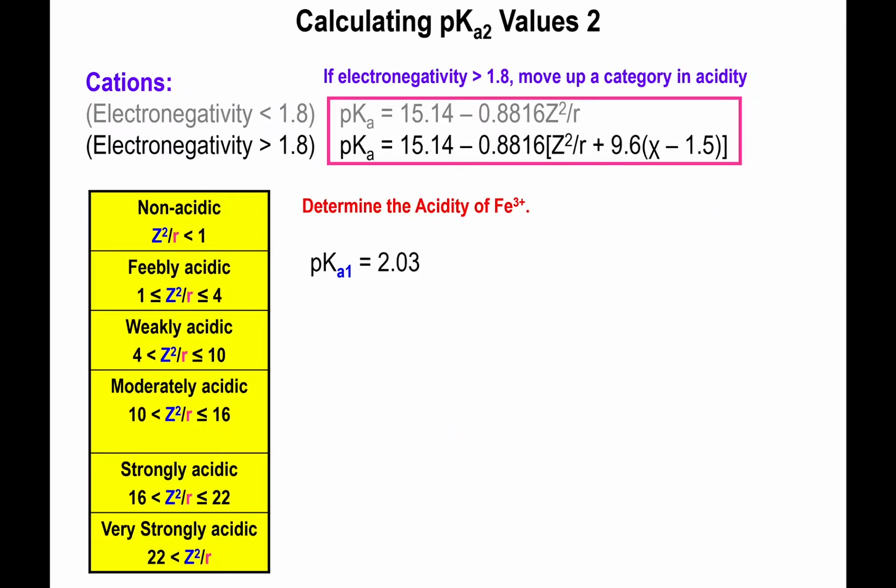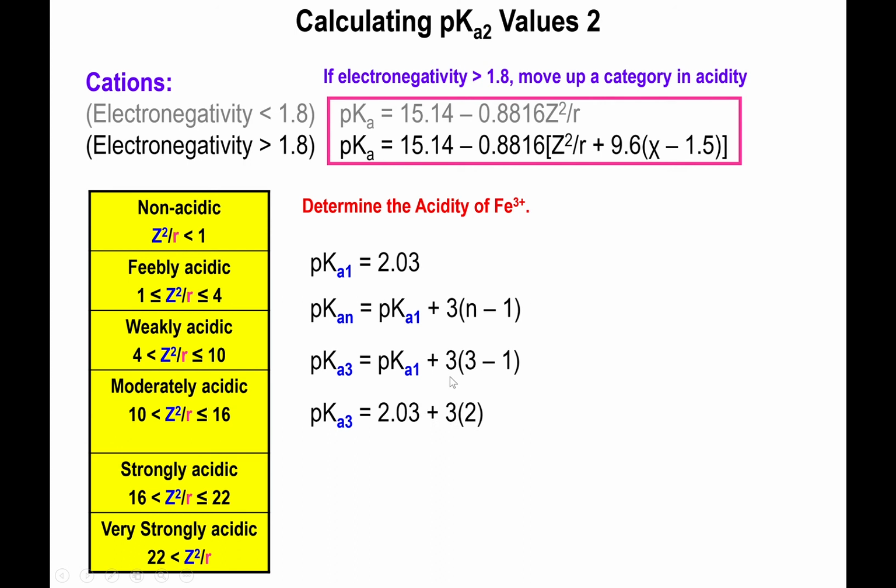So let's take a look at iron 3 plus once again. We calculated the value of the pKa to be 2.03. If we use the rough approximation, the charge is 3 plus, so we replace n by 3. 3 minus 1 is 2. 2 times 3 is 6. And 6 plus 2.03 is the same thing as 8.03. Since the pKa is not between 1 and 7, what this tells you is that iron 3 plus will not precipitate. It will remain soluble in solution.